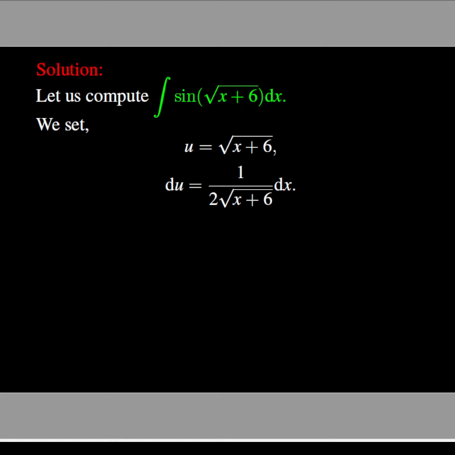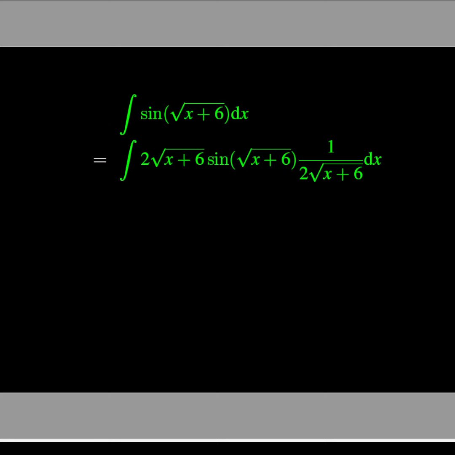We set u equal to square root of x plus 6, then du equal to the fraction 1 over 2 times square root of x plus 6 dx. The integral of sine of square root of x plus 6 dx can be expressed as the integral of 2 times square root of x plus 6 times sine of square root of x plus 6 times the fraction 1 over 2 times square root of x plus 6 dx.